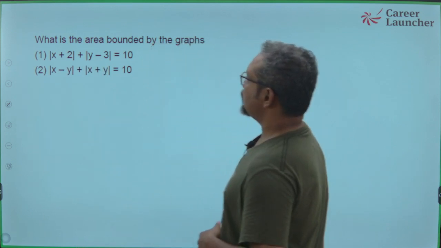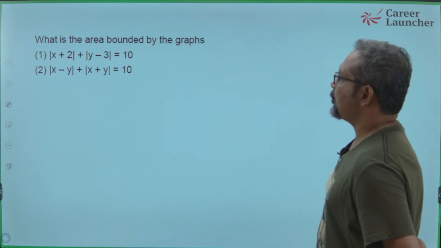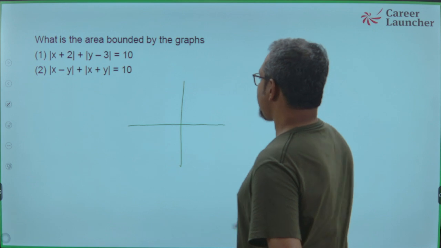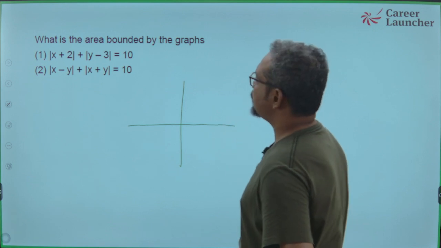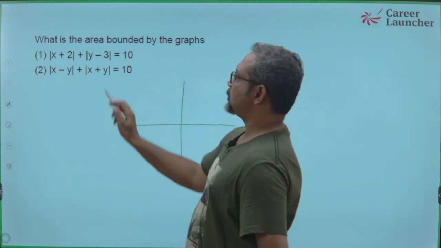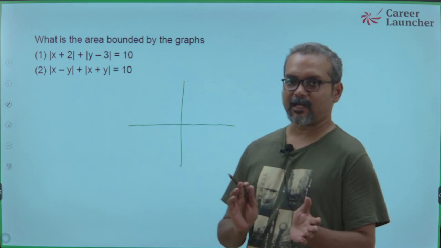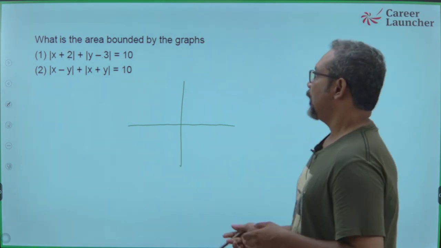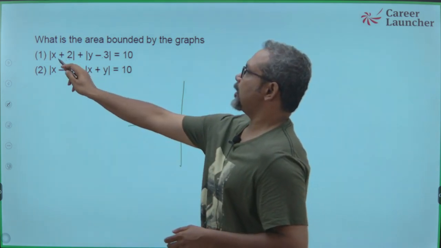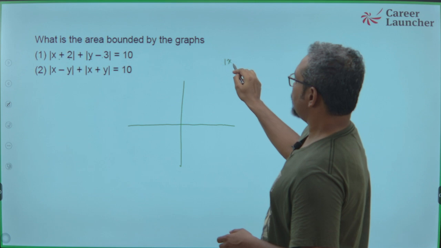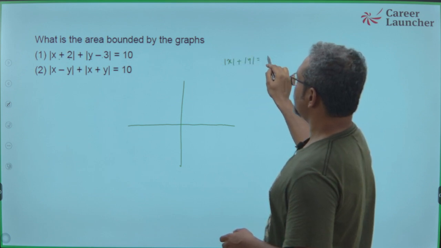So the first one says mod of x plus 2 plus mod of y minus 3 is 10. So let's first forget that plus 2 and minus 3. What is that going to do? It's just going to, as we discussed, shift the graph here and there, right? So we are just going to solve for mod x plus mod y equal to 10, okay? Mod x plus mod y equal to 10.